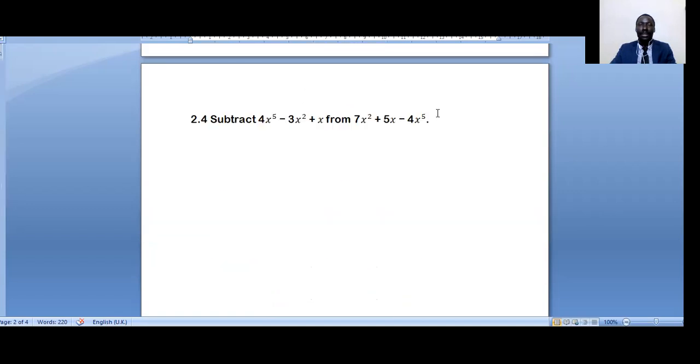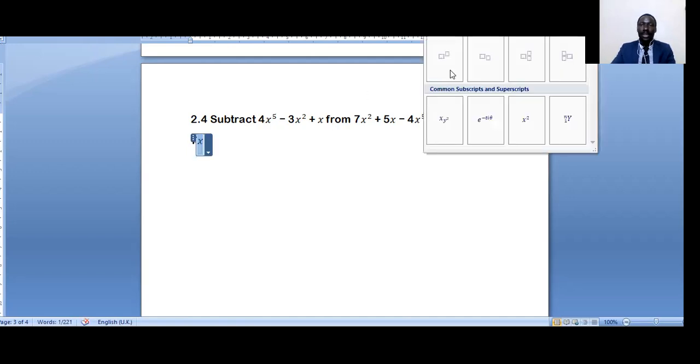Then the last question is asking for us to subtract. What are we subtracting? Well, we are subtracting 4x raised to power 5 minus 3x raised to power 2 plus x from this one. What this means is this quantity will come first. This one here will come first. In other words, we'll be having 7x squared.